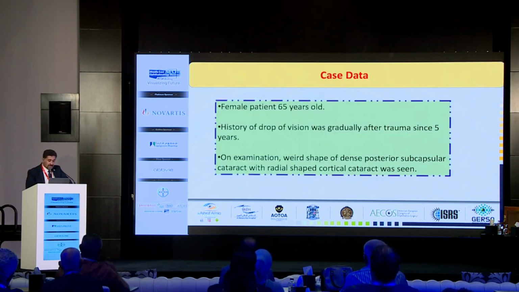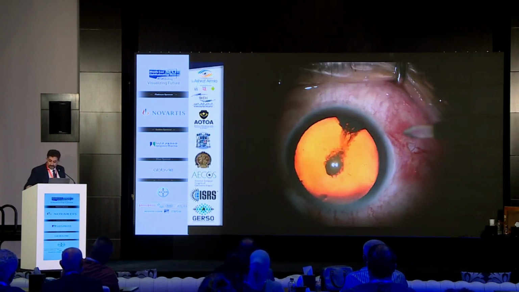So this case is a female patient, 65 years old, with a history of gradual drop of vision after trauma since 5 years. On examination, there is a weird shape, dense posterior subcapsular cataract, not the usual way of the cataract, with radial shaped cortical cataract seen. This is the picture. So, this is so weird.